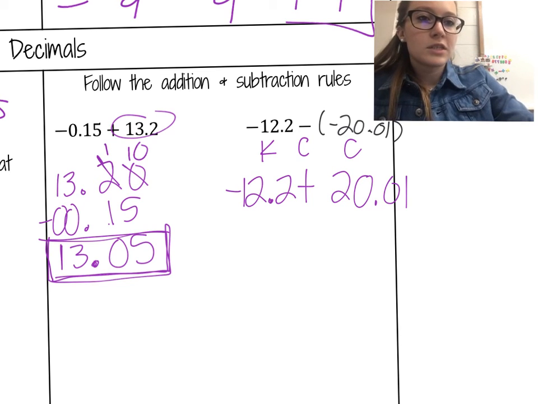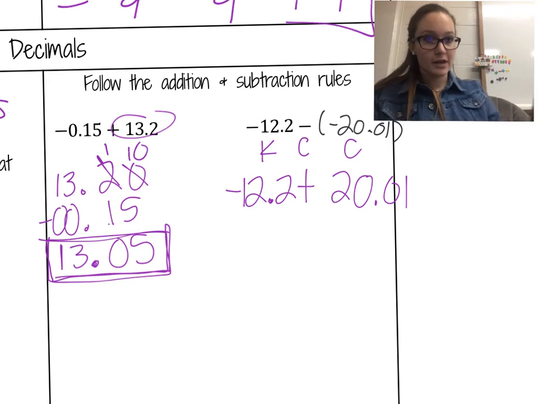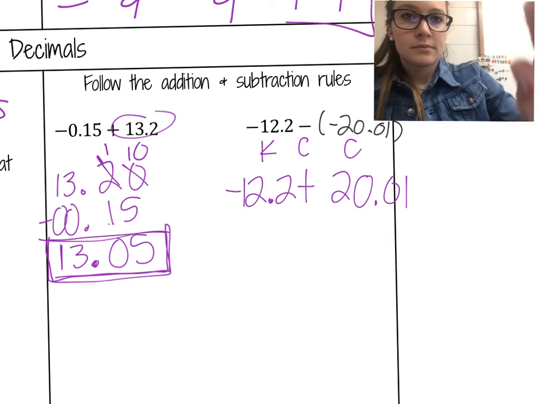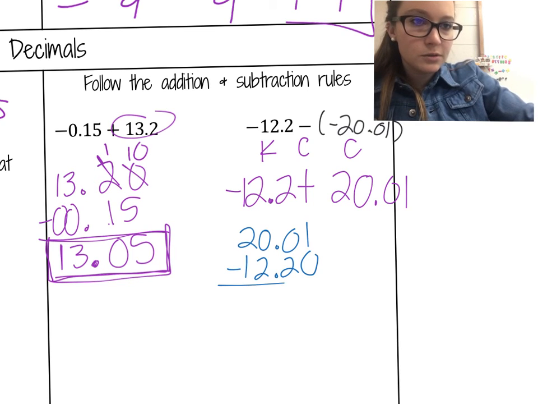So this one's negative and this one's positive. They are different signs, so we're actually going to subtract. So I'm going to take the bigger one, 20.01, minus the smaller one, 12.2. I need a placeholder 0.